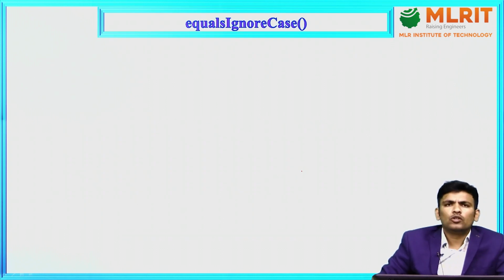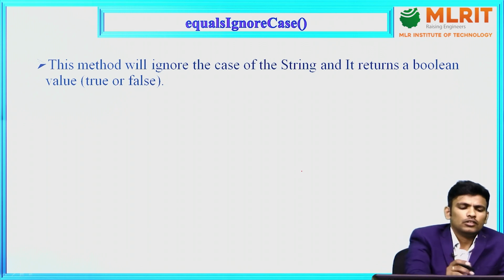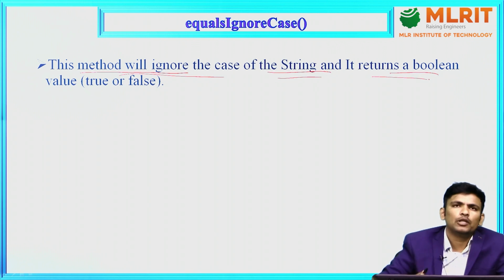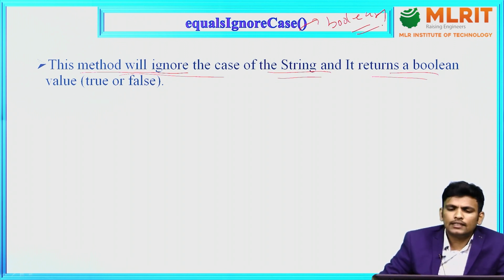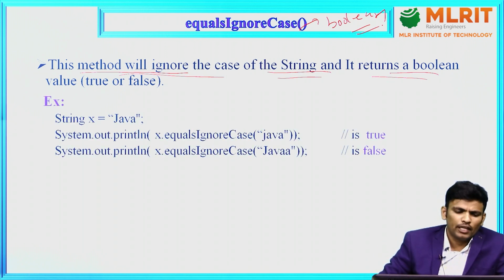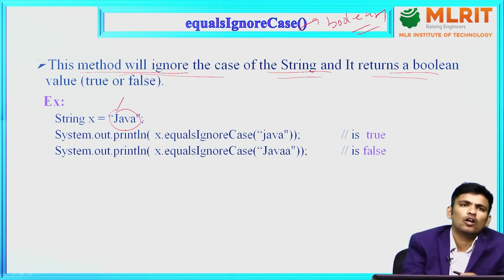Next, equalsIgnoreCase. As the name suggests, it will ignore the case. This method ignores the case of the string and returns a boolean value. If the characters are exactly the same but the case is different, in such cases it will ignore the case. Suppose you take an example: here I have a string Java. If you observe the characters of Java, J is capital, and the remaining are all small case.